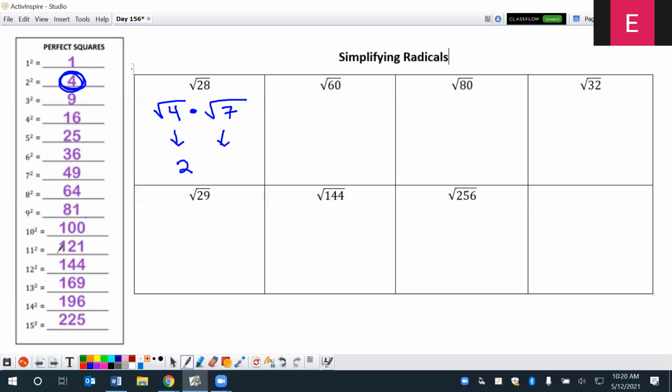7 is not anywhere in the list, so that one's not perfect. If you type that in decimals, it gives you a decimal. So it has to stay with the radical. So this is my simplified answer, 2 square root of 7.